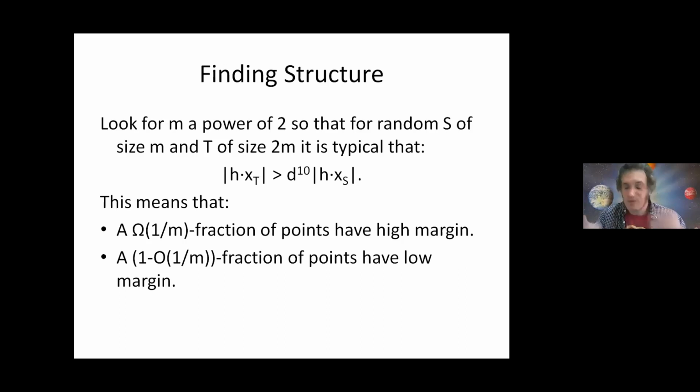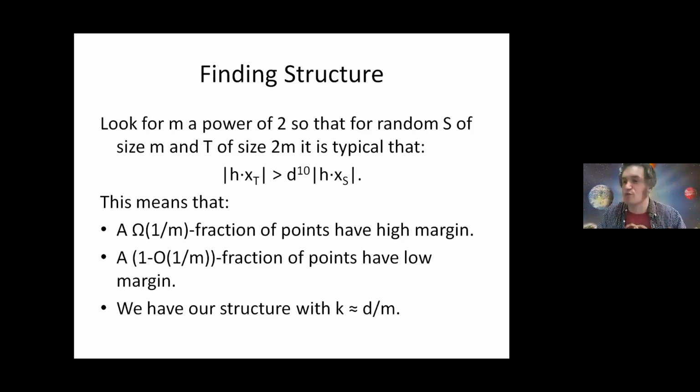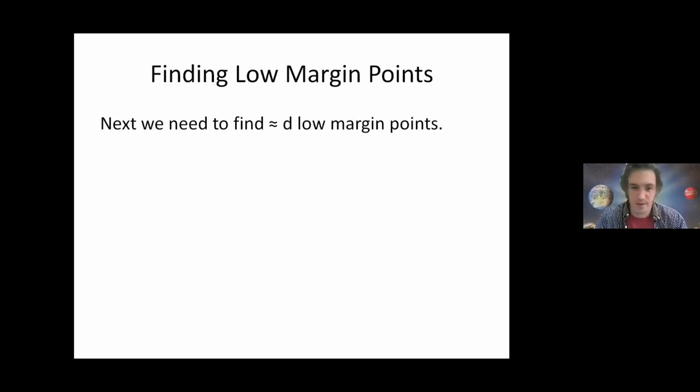And so if we have an M for which this kind of gap is typical, it's not hard to show that you can find an appropriate gap between high margin points and low margin points that happens at this scale. And in particular, we will have the type of structure that we are looking for with a value of K that's approximately equal to D over M.